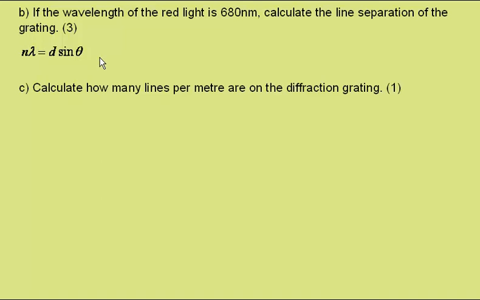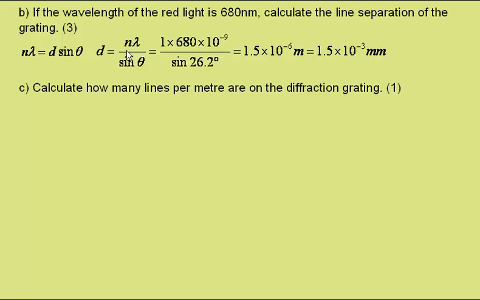It's d we want to find, so rearranging the equation we get d is equal to n lambda over sine theta. n in this case is 1, the first order, and the wavelength is 680 times 10 to the minus 9 meters. We got that from the question here, 680 nanometers. And the angle of red light for the first order we got from the table on the previous slide of 26.2 degrees. This gives a line separation of 1.5 times 10 to the minus 6 meters, or 1.5 times 10 to the minus 3 millimeters.